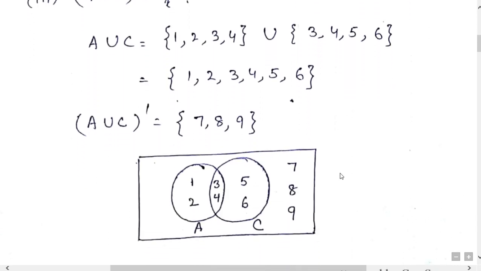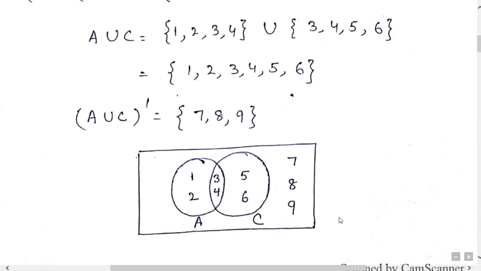And what about (A union C) complement? It's 7, 8, 9. I represent it also using a Venn diagram. Intersection is 3, 4 and the remaining elements in A, that is A minus C, are 1, 2. It's C minus A, and this content is (A union C) complement. These elements are not included in A union C but are part of the universal set.